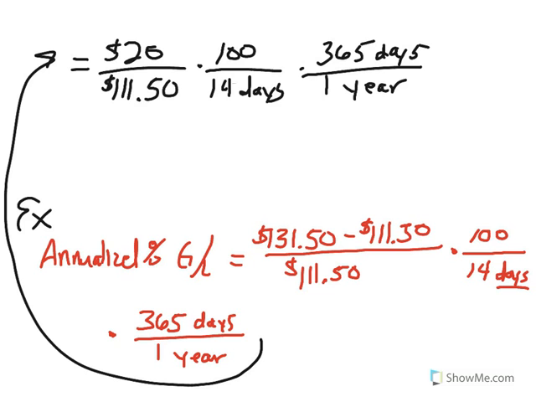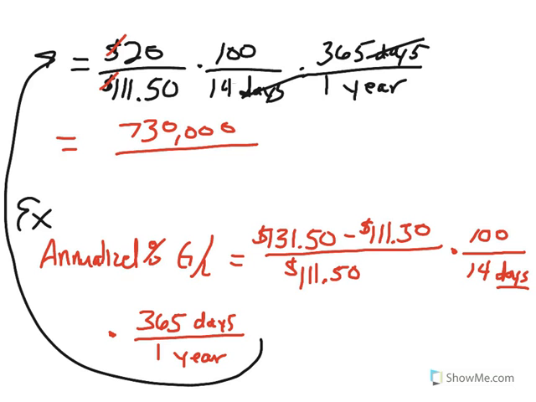There's certain things you do want to cancel. Cancel days and days. And you can cancel a dollar sign and dollar sign. So you're going to be left with a percent per year. That's why it's called annualized gains. So we're going to take our top numbers and multiply them together using the calculator. It comes out to be an enormous 730,000.